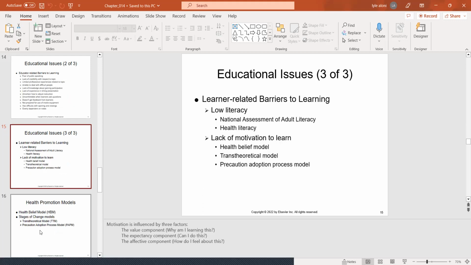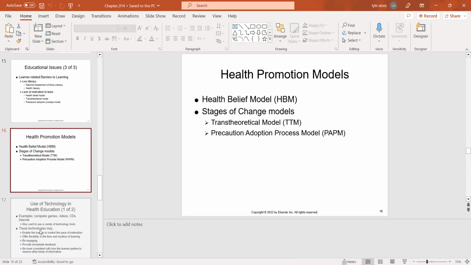When we take a look at our motivation and our 3 factors, the value component, why am I learning this? The expectant, how can I do this? Or can I do this? And the affective, how do I feel about this? So we know we have low literacy as a concern, and so we have to be sensitive to that when we're teaching. And lack of motivation to learn. Think about the reasons why our clients are not interested in learning or think important.